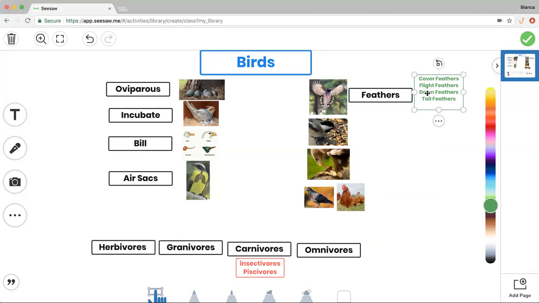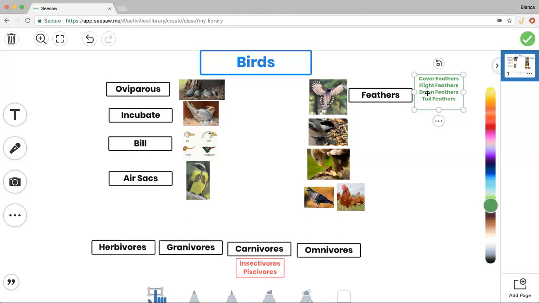The second type of feathers that a bird has are called flight feathers. Can you say flight feathers with me? Flight feathers. So when you're talking about flight feathers, those are just feathers that are in the bird's wings. And those are the feathers that are going to help the bird be able to fly.